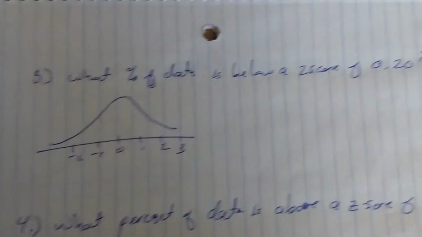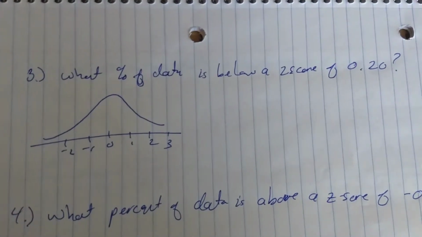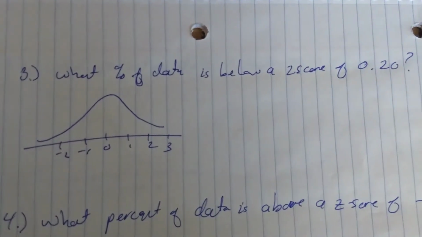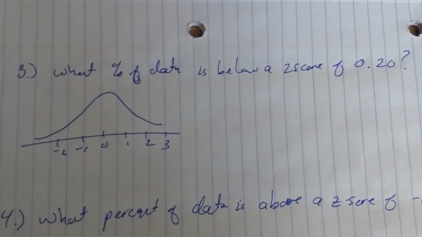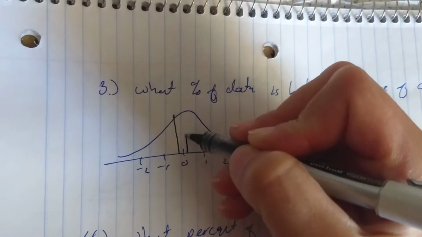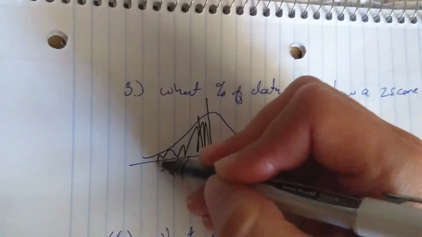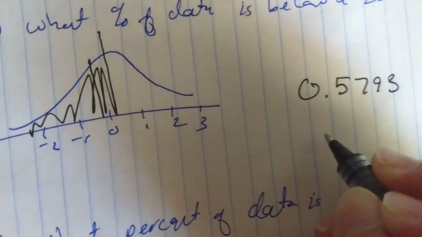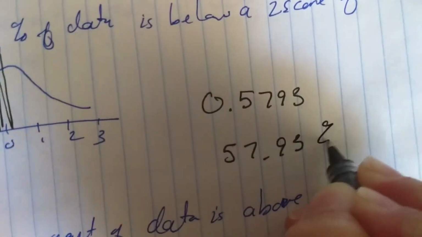All right. What percent of data is below a score of 0.2? So this is the same question we asked, only reworded. All right, so now instead of asking for percentile, it's percent of data below. 0.20 is here. Just kidding, it's totally here. And then we shade over this way. And then we go to this column. Whoops, I keep thinking it's negative. 0.20 is 0.5793, or 57.93% of the data.